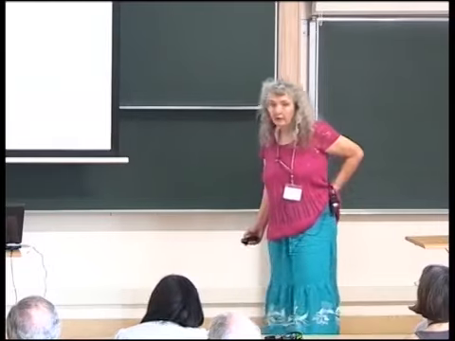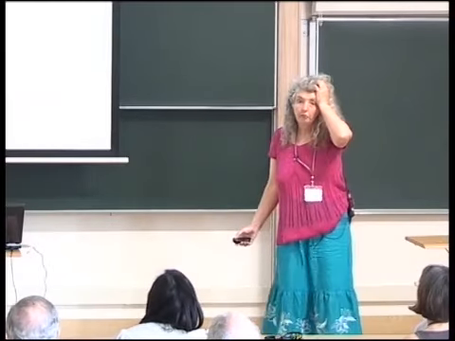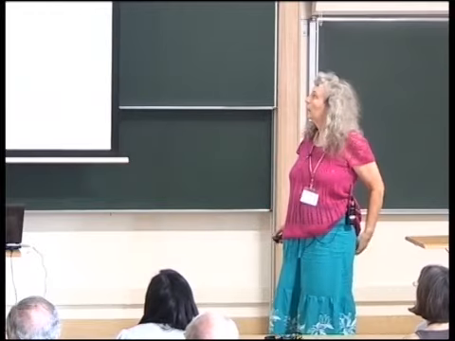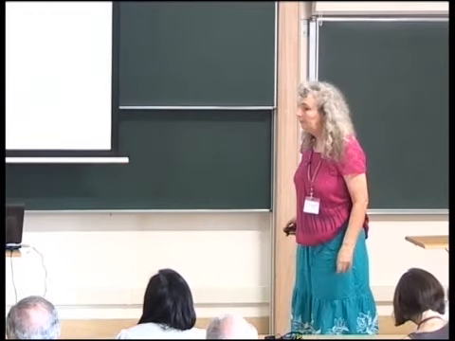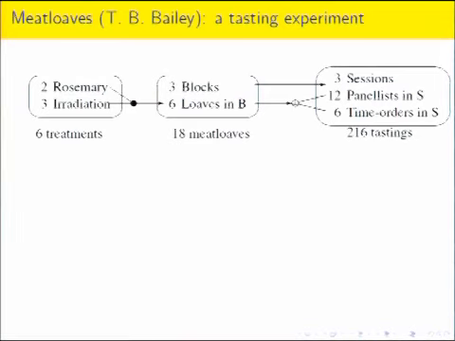So my first example is one that was presented at the Joint Statistical Meetings in New York some years ago by T.B. Bailey, who is no relation of mine. And in the first phase, they're making meatloaves. Ingredient could be present or not. And there were 3 levels of irradiation. And this was done in an absolutely classic way, 3 blocks, 3 loaves per block, randomized complete block design.